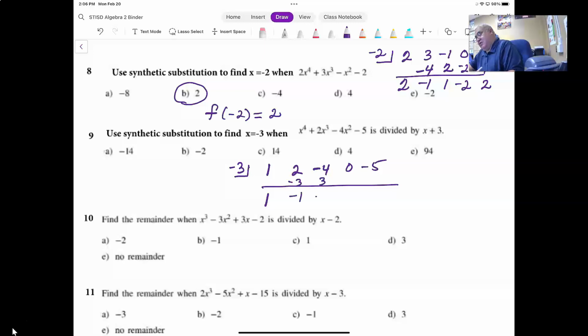Negative 4 plus 3 is negative 1. Negative 3 times negative 1 is 3. 0 plus 3 is 3. Negative 3 times 3 is negative 9, so it's negative 14. So your answer is A.